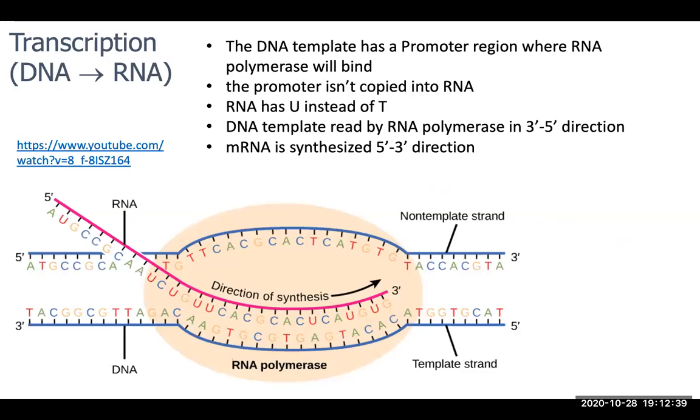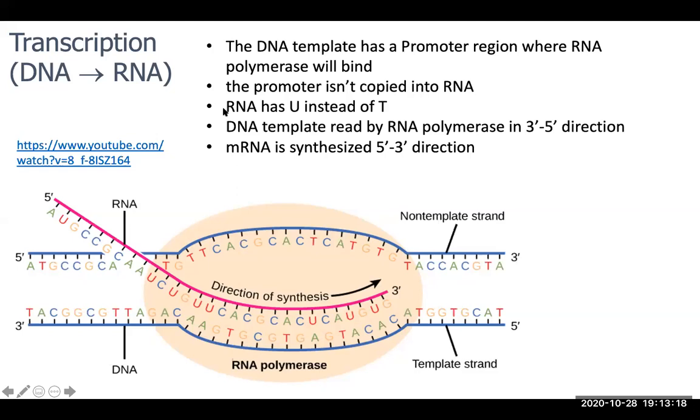Okay, so next, some little reminders about transcription, and then we'll go into the steps. Okay, so let me move that out of the way. So the DNA template has a region called the promoter, and that is where the RNA polymerase will bind to the DNA to begin transcription. The promoter itself is not copied, so RNA does not have a promoter, only DNA has a promoter. And as I mentioned earlier, RNA will have a U for uracil instead of the T that you have in DNA.